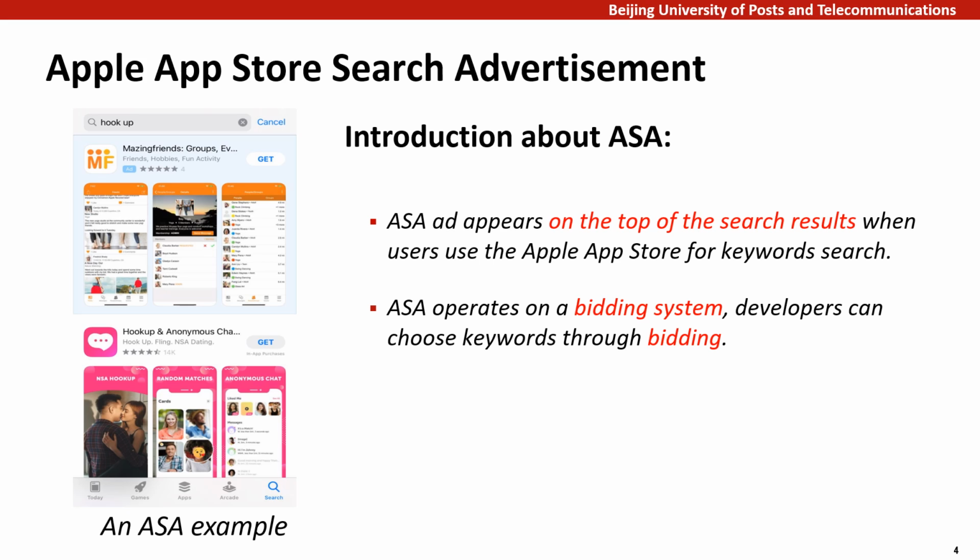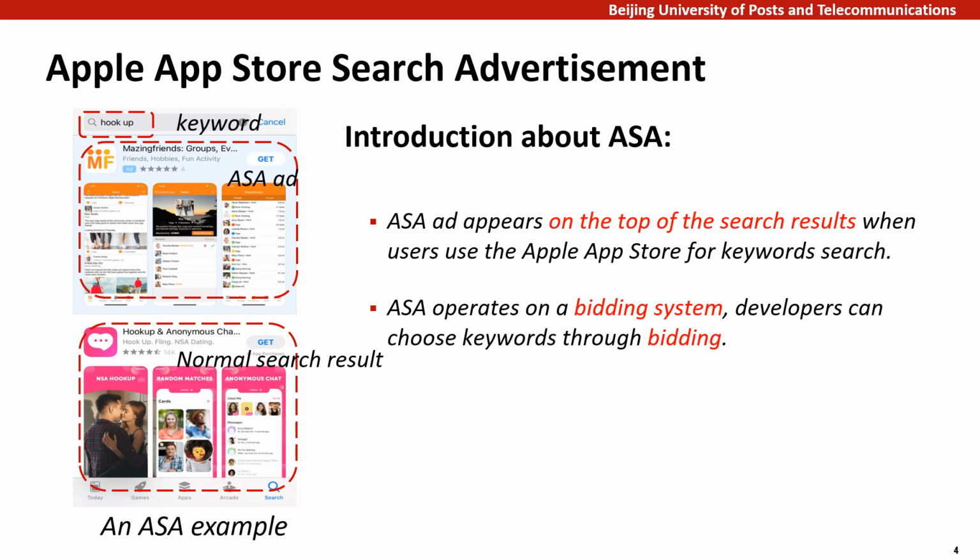This figure is an ASA example. When mobile users search keywords like hookup in App Store, the advertised app would be shown first with a light blue background and an ad logo, and then followed by the normal search results.